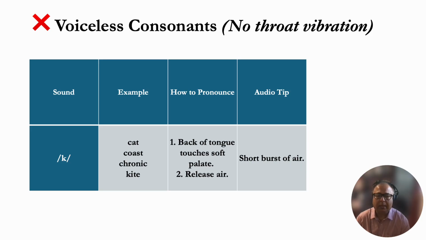Next up is k. Now remember, these are all voiceless consonants, right? We finished pronouncing the voiced consonants, and now we are pronouncing the voiceless consonants in American English. K, k. So the back of your tongue touches the soft palate. Okay, so a little constriction, a little block is made in the oral cavity in the back, and then you let go of air. You release air. Cat, coast, chronic, kite. Okay?